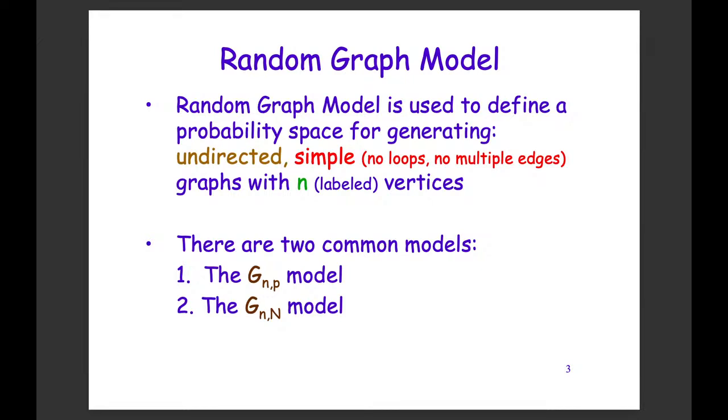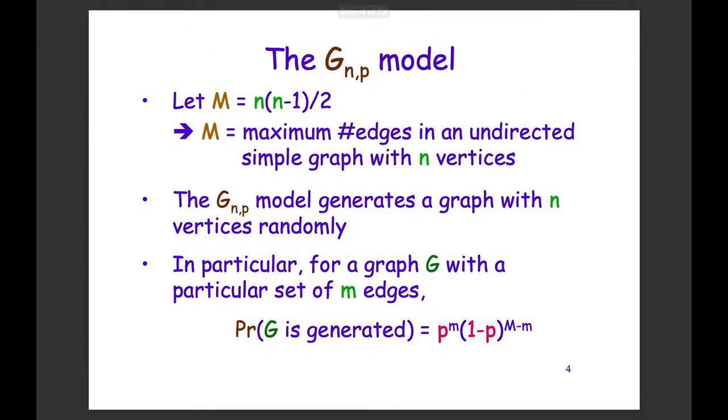So what is the Gnp model? It's a very simple concept. The Gnp model is going to generate a random graph with exactly n vertices. And the p here denotes the probability that a certain two vertices have an edge. So the Gnp model generates a graph so that each edge will appear with probability p independently.